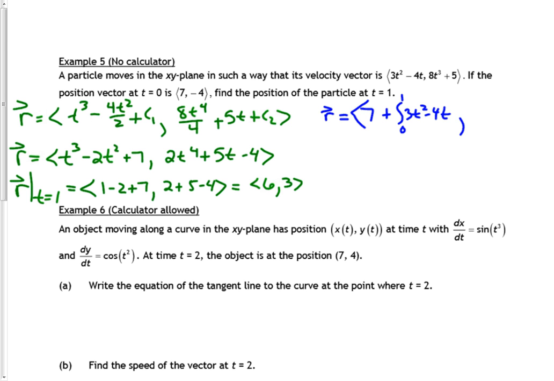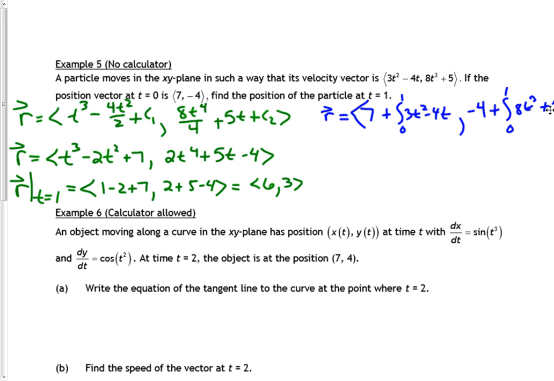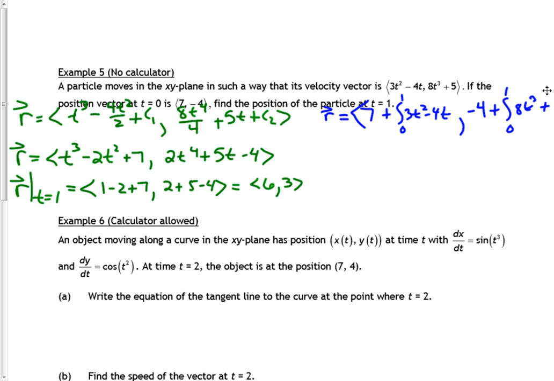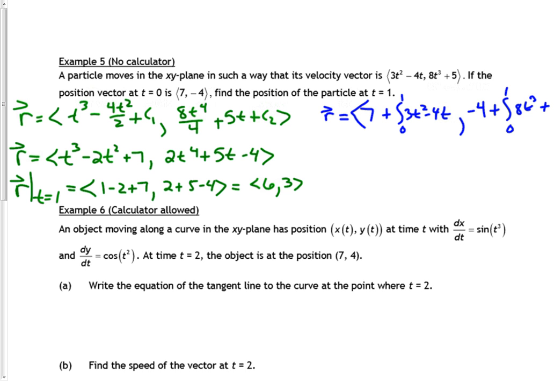And for the next component, I know I start at t equals 0 with negative 4, and I would need to add the definite integral from 0 to 1 of 8t cubed plus 5. Sorry that you cannot read that. That's a 5 over here. I'm not sure why I keep moving the screen. Plus 5. And then we can work out these definite integrals, which is going to take a little bit more effort.